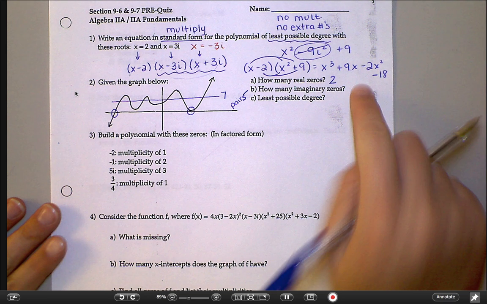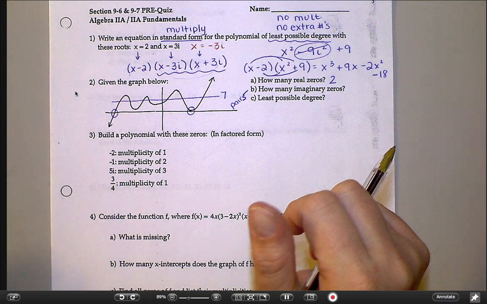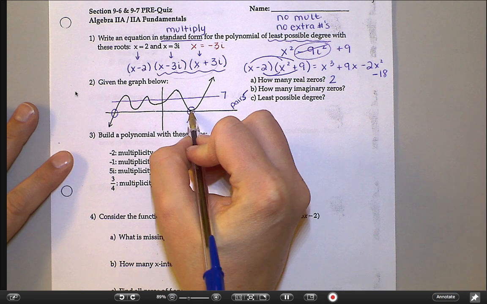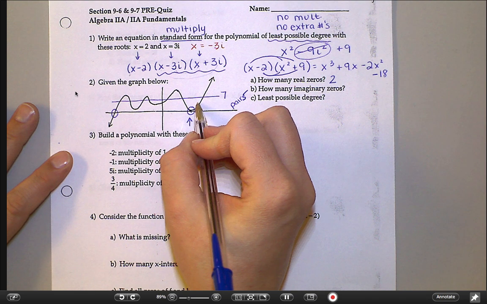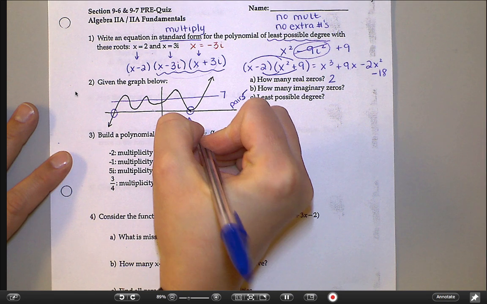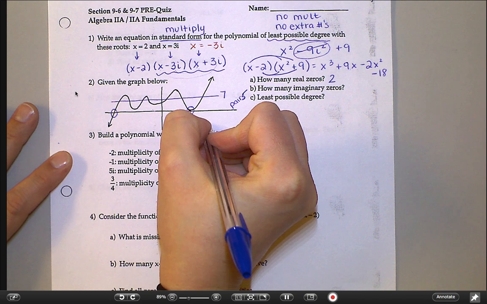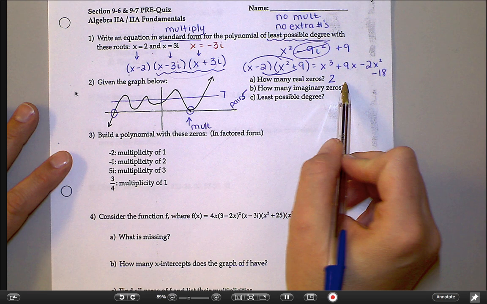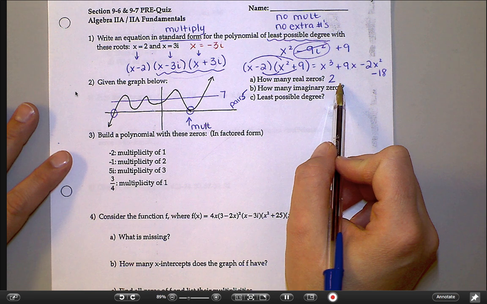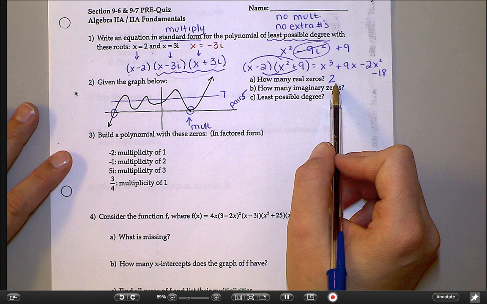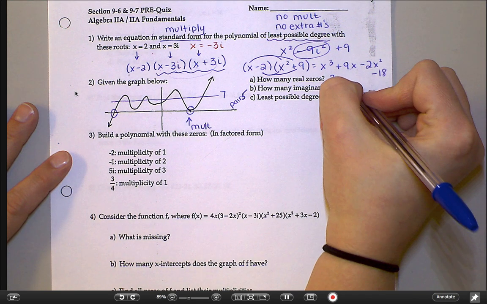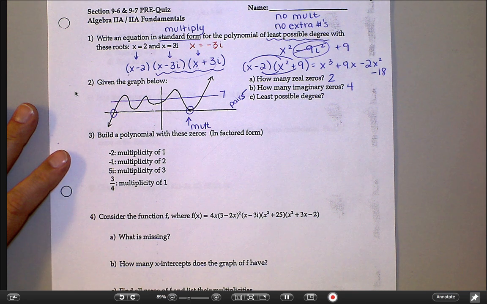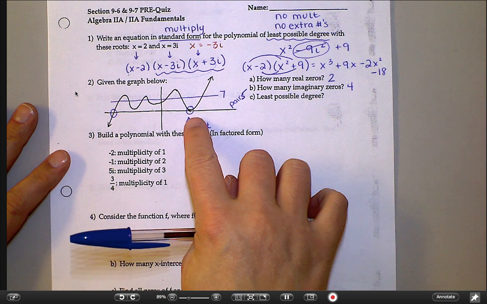So the sticking point here, the thing that we're kind of missing, is this guy. Remember when the graph hits the axis and bounces off? That's a multiplicity. That's a multiple root. Which means that we have 2 real zeros, but one of them is a double root. So that actually accounts for 3 of my 7, and then I would have 4 that are imaginary. I know that's confusing, but that's a weird one with that multiple root in there.